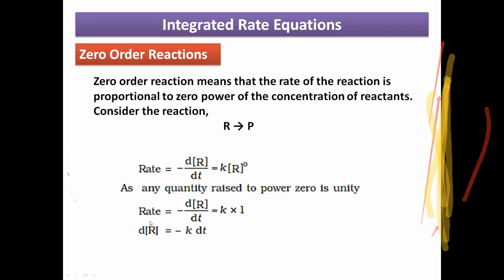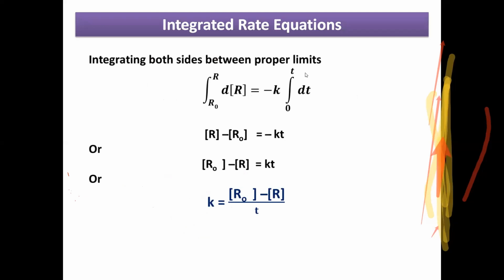So the rate becomes rate equals minus dR by dt equals k into 1. I am simplifying this equation by writing it as dR equals minus k dt. Now in the next step, we need to bring out the relation between reactant concentration, time and rate constant. For solving this expression, we will take the integration of both sides. Integrating both sides between the proper limits, what you will get is the integral of dR within the limits R0 to R. This is a definite integral.